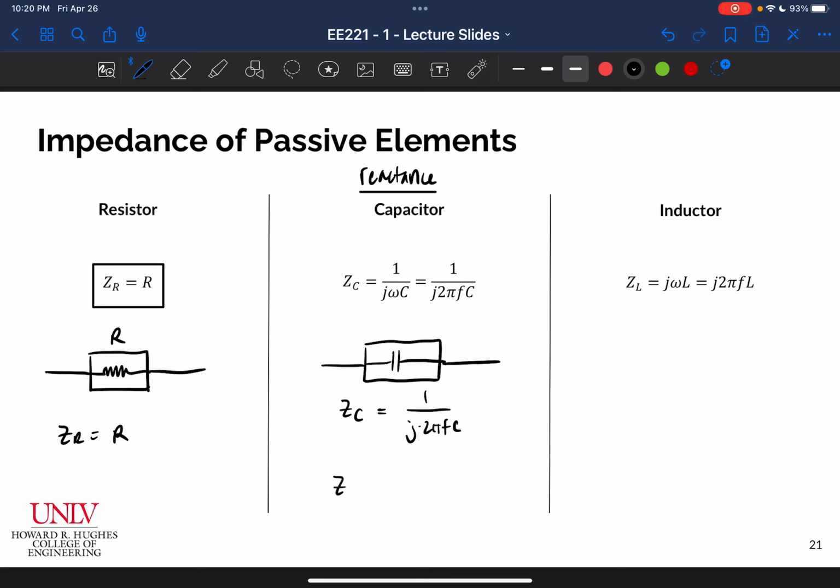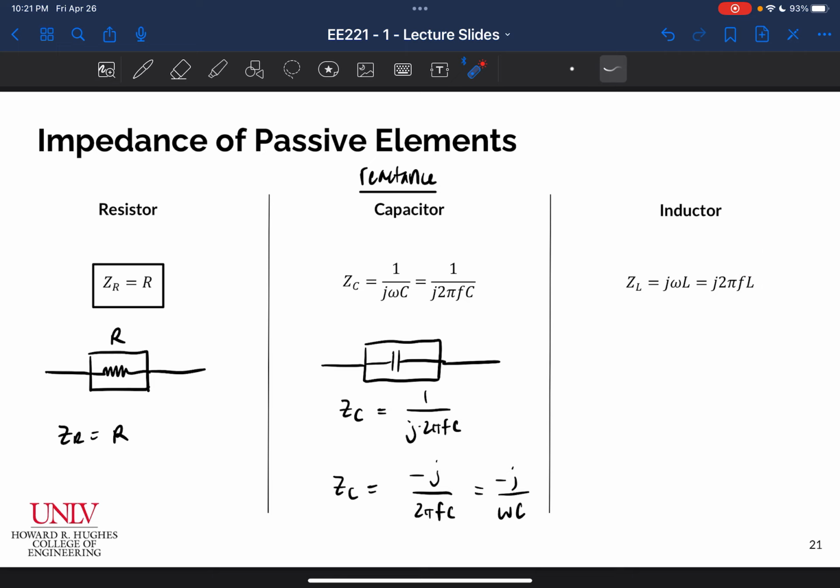So I can rewrite that, if I use my complex number rules, as minus J over 2 pi FC, or I can write it as minus J over omega C if I wish. But just note that this impedance is dependent upon frequency. It's actually a function of frequency. So my impedance changes as my frequency changes, okay? That's a very important concept. The same for the inductor. The impedance changes as the frequency changes.